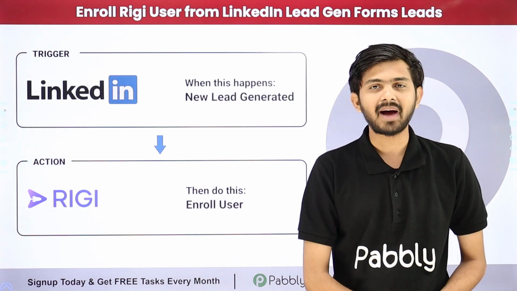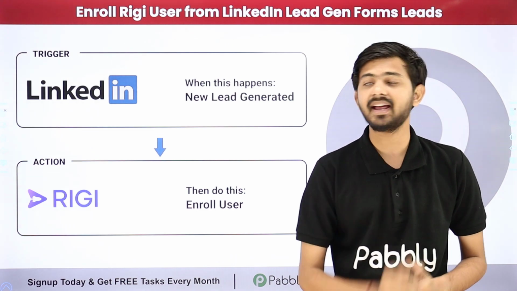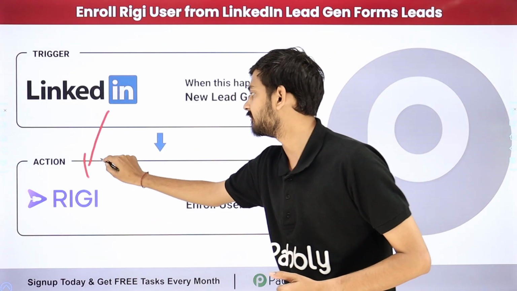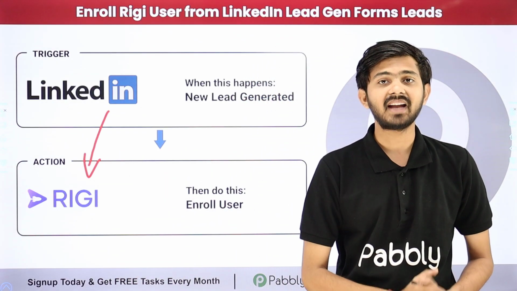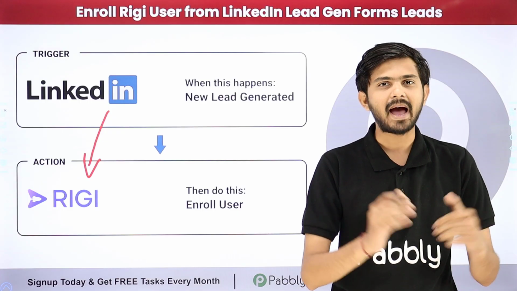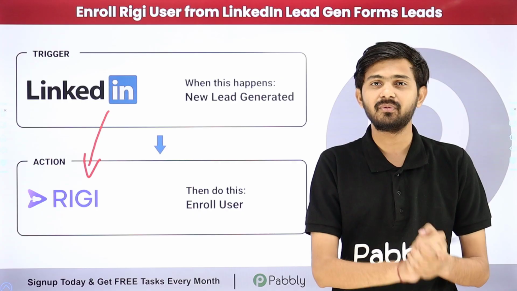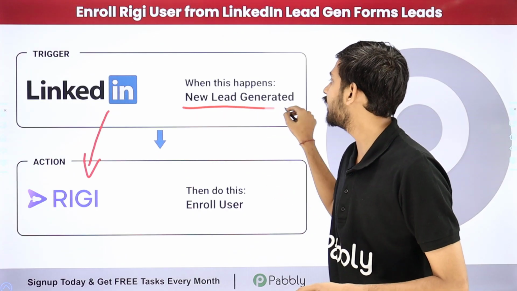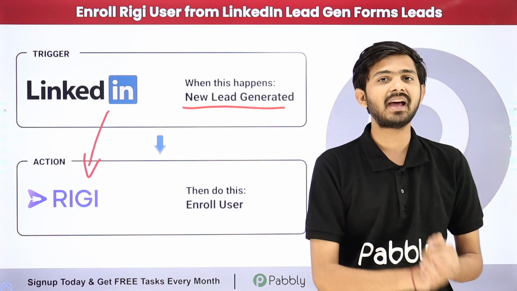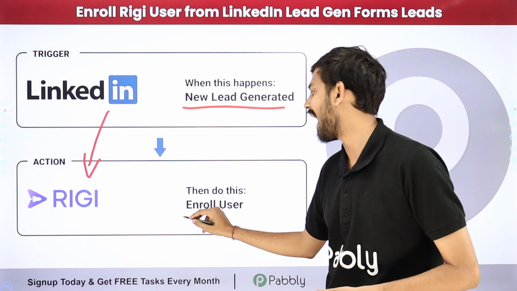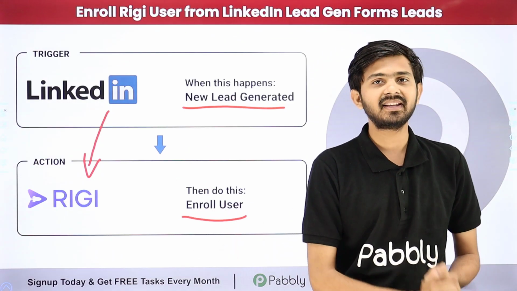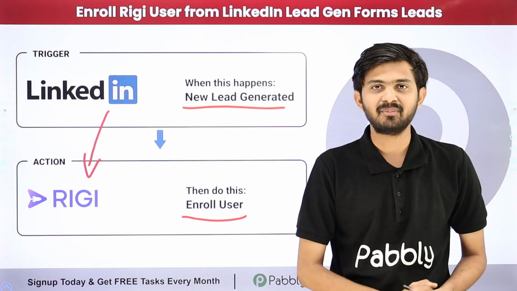For doing this automatically, I need to connect LinkedIn lead gen forms with Rigi. For building this connection, I'm going to use Pabbly Connect, an amazing software for automation and integration. With Pabbly Connect, whenever I receive a new lead through LinkedIn lead gen forms, I'm automatically going to enroll a new user in my Rigi app. So how am I going to build this connection? For that, let me take you to my computer screen.